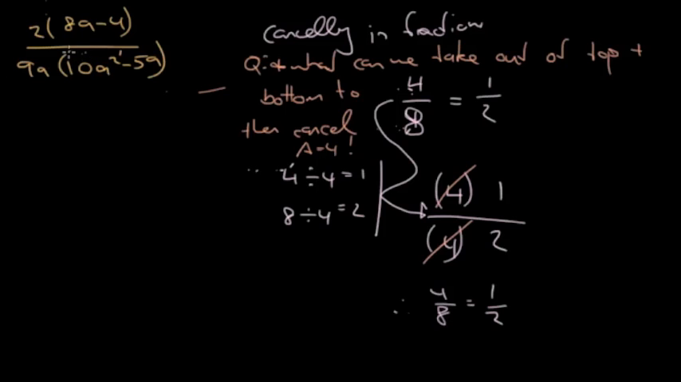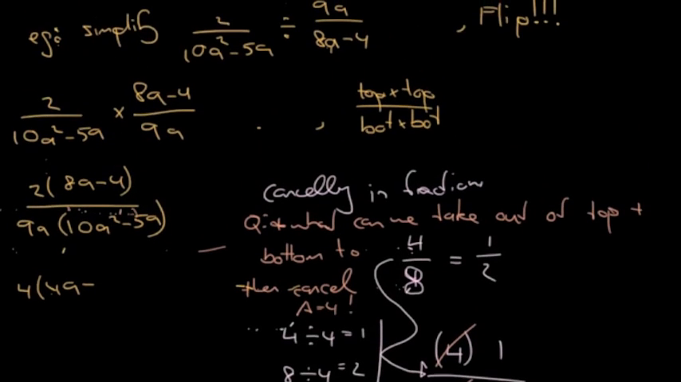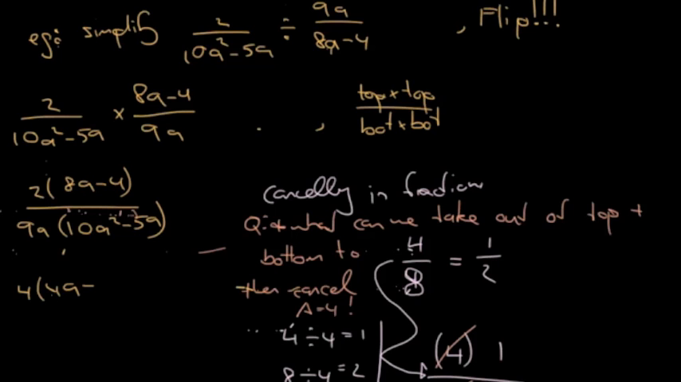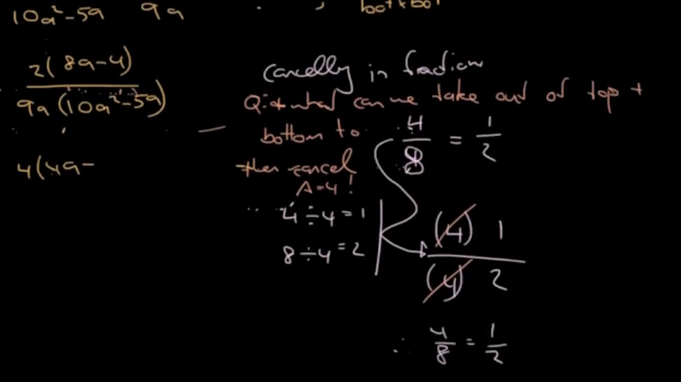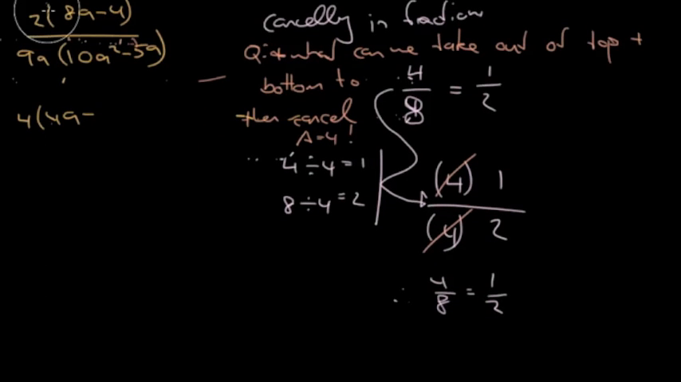But what about here? What can we take out of top and bottom? Well, can we take 2 out of top and bottom? Well, we can't take the 2 out of this 5, and the 5 when we multiply it by the 9, that's not going to be very helpful anyway. So what we'll first take out of the top is 2 out of here. Actually, we'll take 4 out of this.